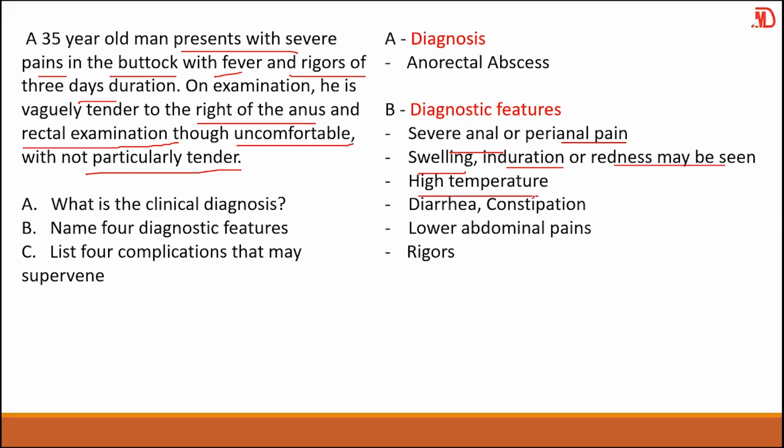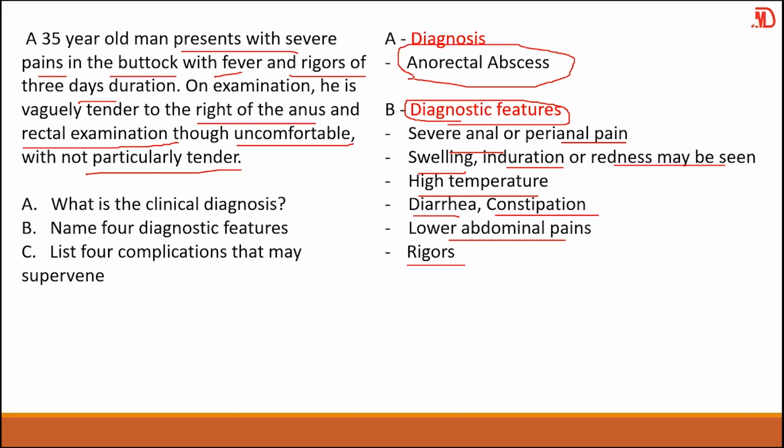High temperature. Sorry, these are diagnostic features, not differential diagnosis. So we're looking at perianal pain, swellings, induration and redness, high temperature. There can be diarrhea or even constipation, and lower abdominal pains. And there can be rigors as well. So these are our diagnostic features, or what to look out for to be able to confirm that, yes, this person could be having an anorectal abscess.